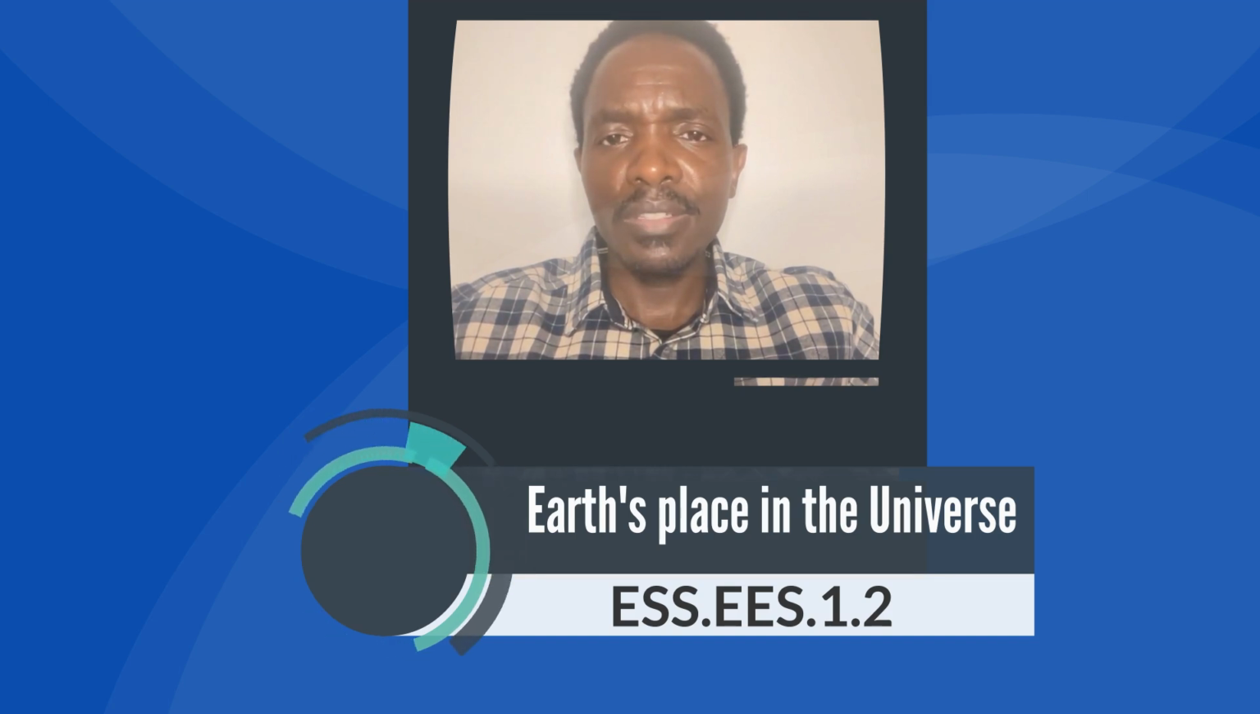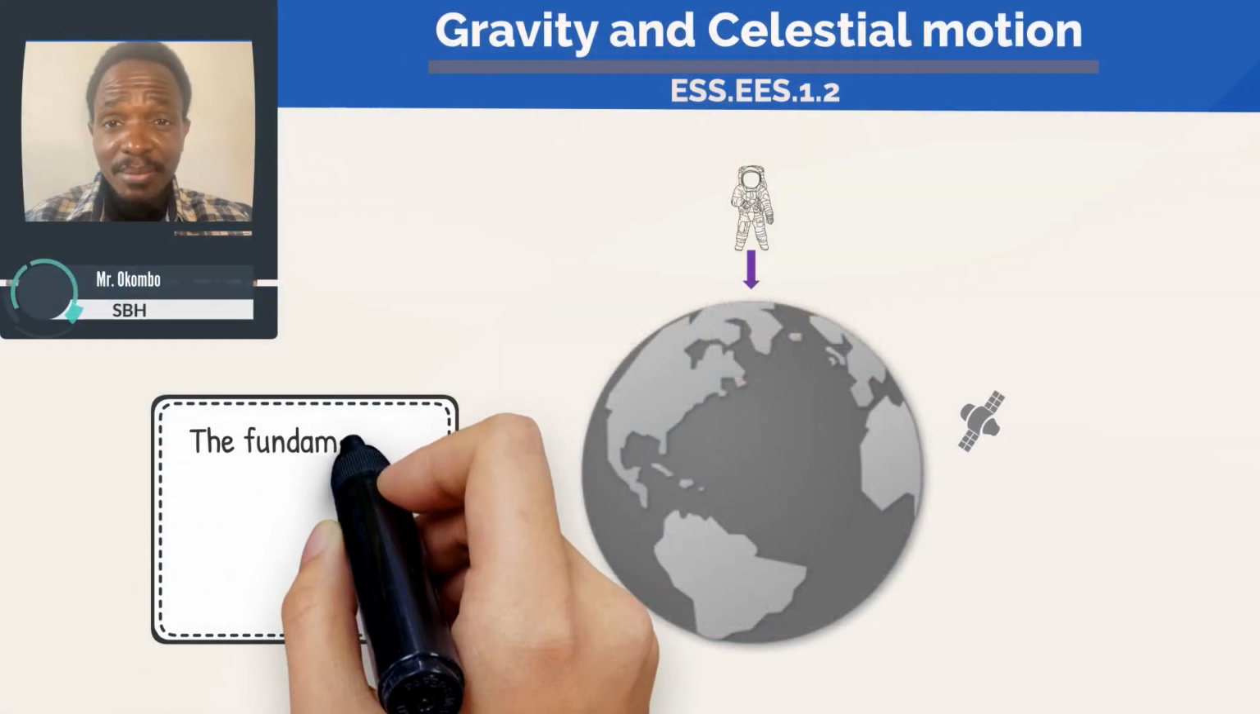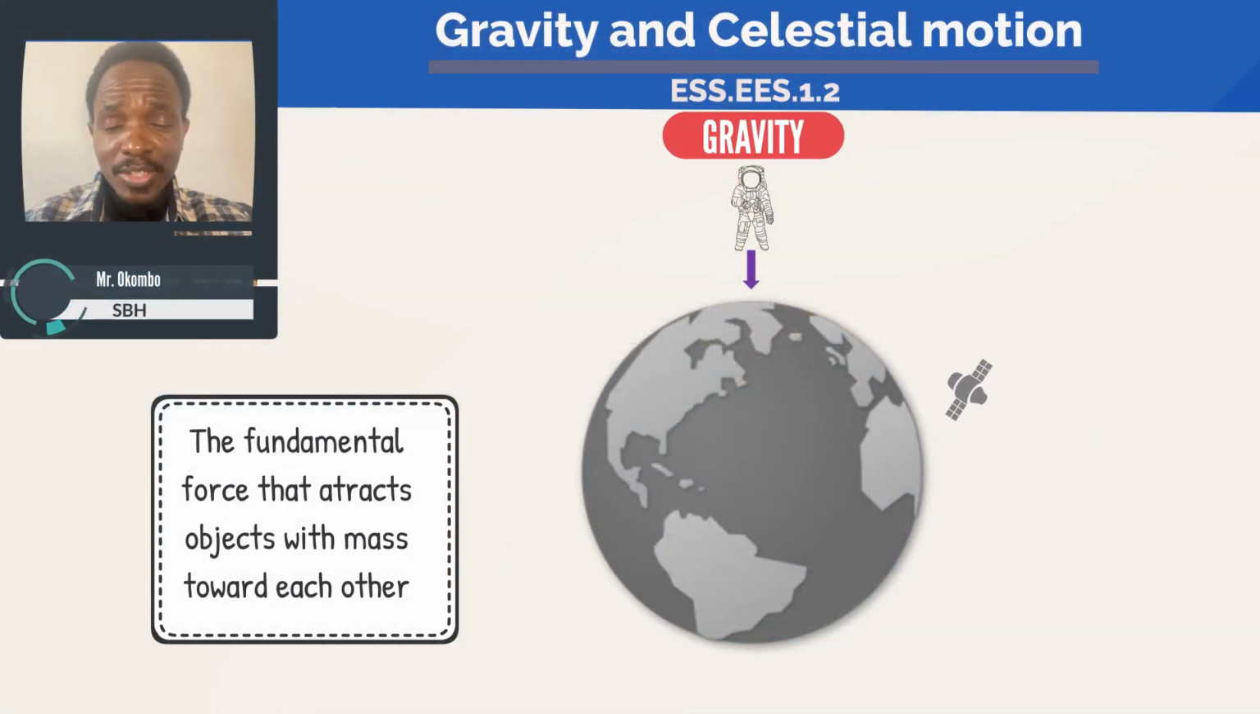Let's get started. Gravity is the fundamental force that attracts objects with mass toward each other. This means every single object on Earth has some force that attracts other objects toward its own center. Sir Isaac Newton's law of universal gravitation gives us a formula to calculate this force, and here is the formula.